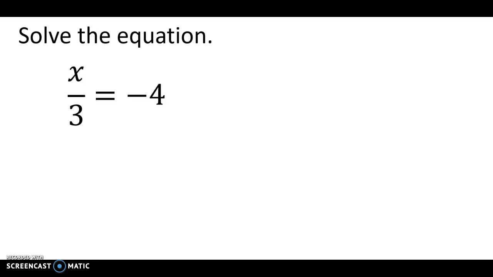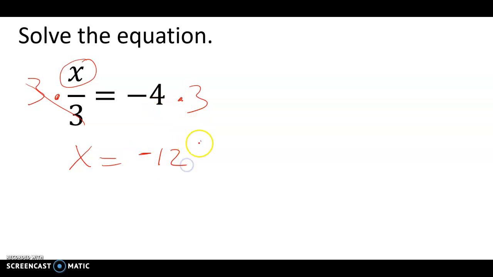All right. So this one, we have x divided by 3 equals -4. So we want to get the x term all by itself. So we get rid of dividing by 3 by multiplying both sides by 3. And we get x equals -4 times 3 is -12. So not too difficult. Undo division by multiplication.